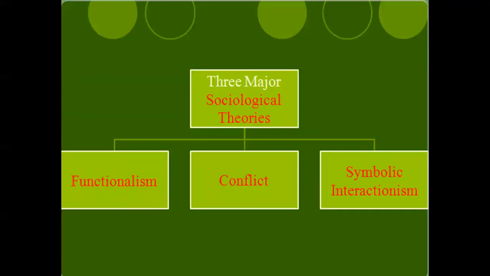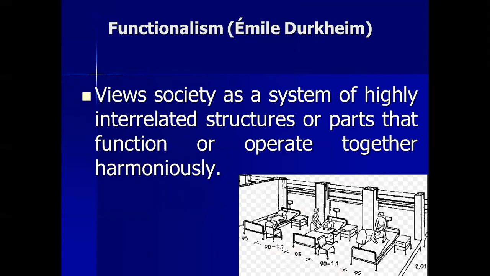Three major sociological theories: functionalism, conflict, and symbolic interactionism. Functionalism theory, Emile Durkheim, views society as a system of highly interrelated structures or parts that function or operate together harmoniously.